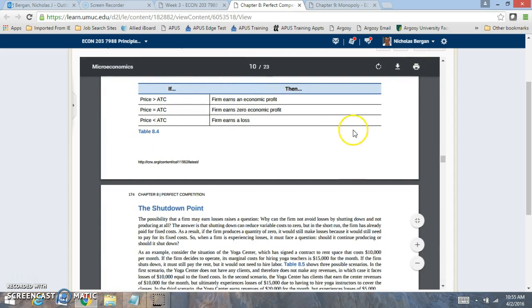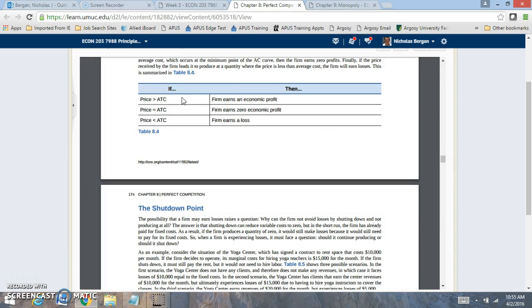You're going to have 3 scenarios that are going to exist. You're going to have where price is greater than average total cost. So now, if a firm is selling a product greater than the cost to produce, these firms are earning economic profits. Whereas if the price equals the cost to produce, these firms are earning 0 economic profits, and they're earning what's called normal profits, which is earning what you expected.